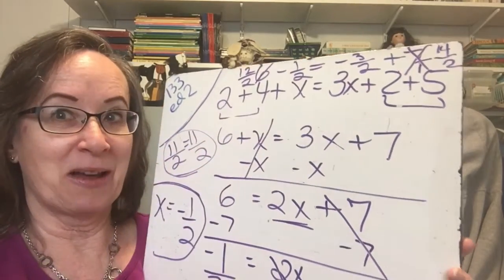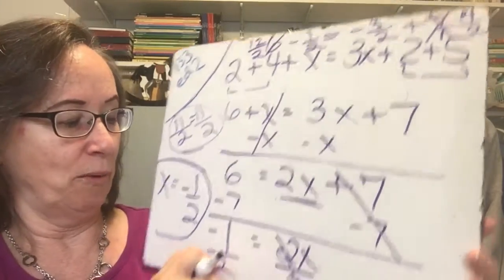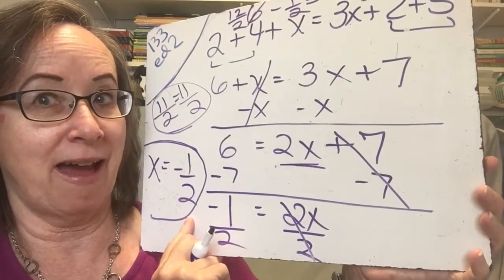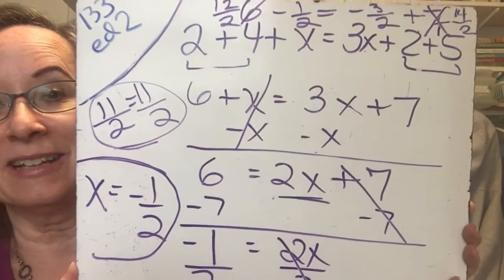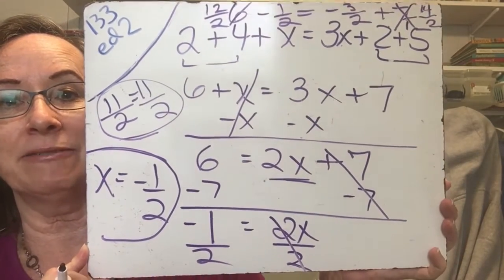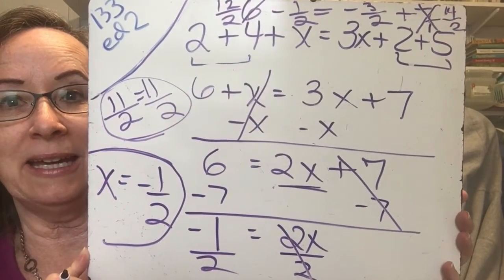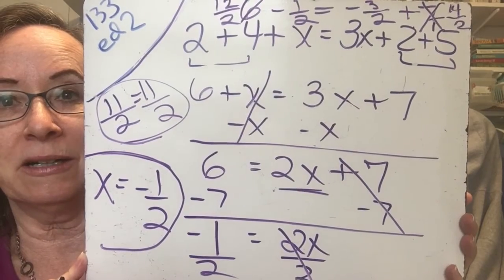And since both sides equaled each other, when I put the negative 1 half in there, it assures me that, yes, the answer is x is negative 1 half. And we have finished our lesson.